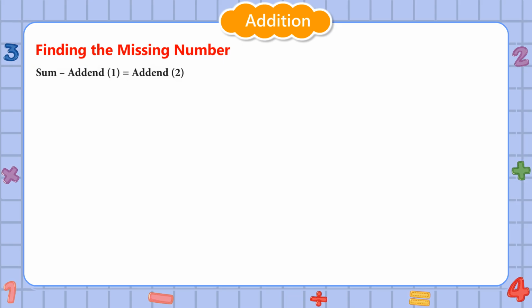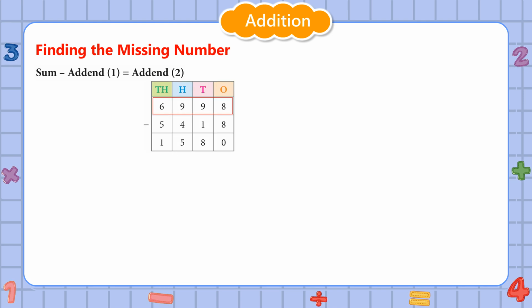Sum minus addend 1 is equal to addend 2. 6998, that is the sum, minus 5480, that is addend 1, is 1580, that is addend 2.